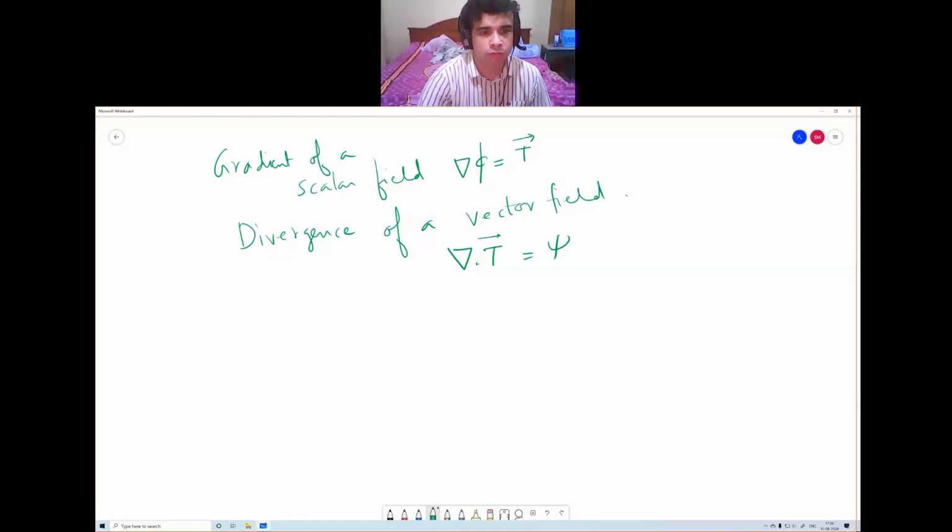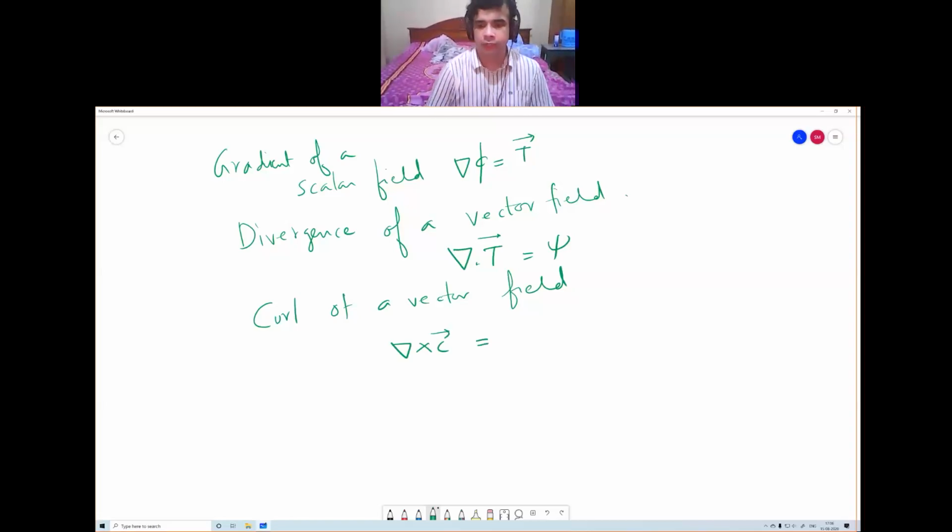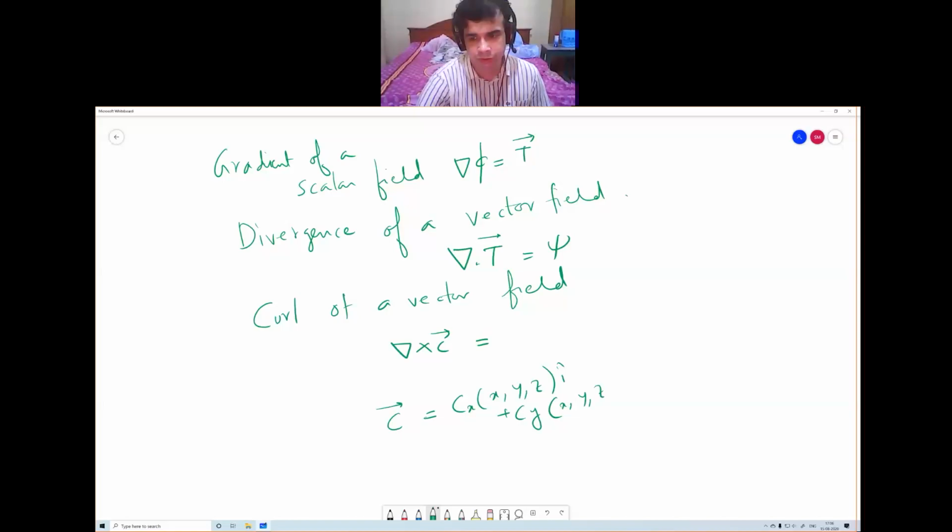Now, we will introduce today the third thing. We have also seen the physical meanings of gradient and divergence. Now, the third thing is the curl of a vector field. So, if this is a vector field, what is this? Consider that I have a vector field, some C vector. C is Cx(x,y,z) i plus Cy(x,y,z) j plus Cz(x,y,z) k.